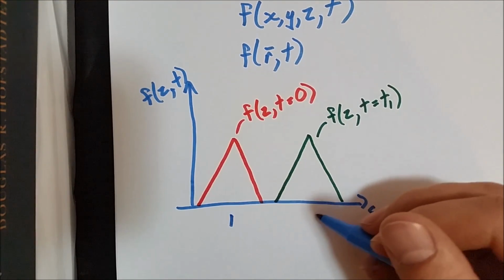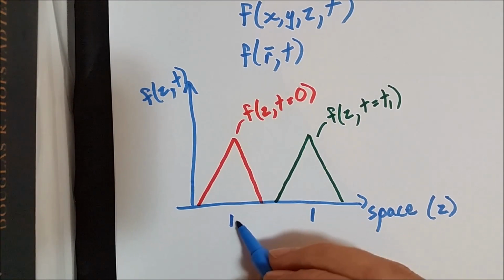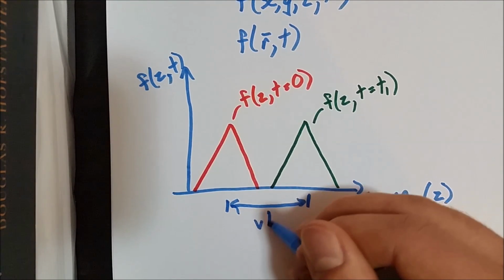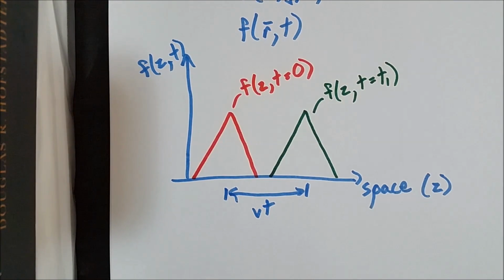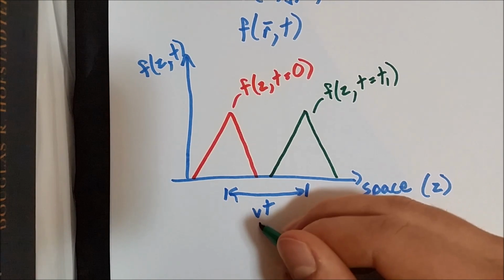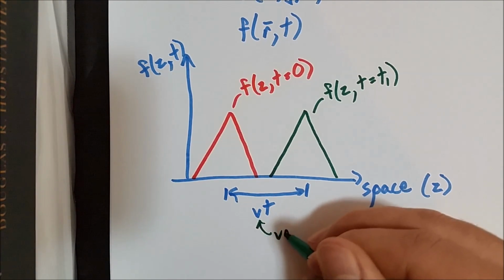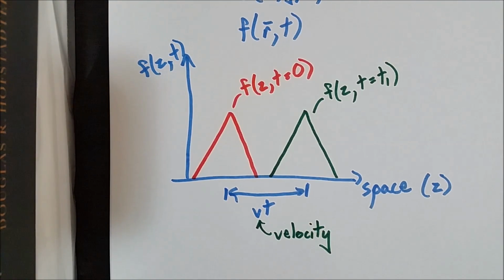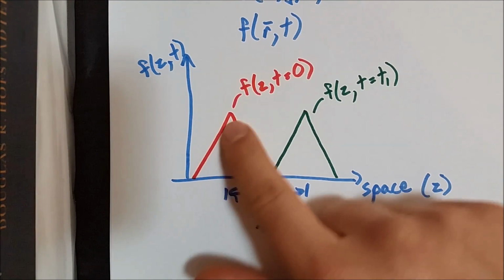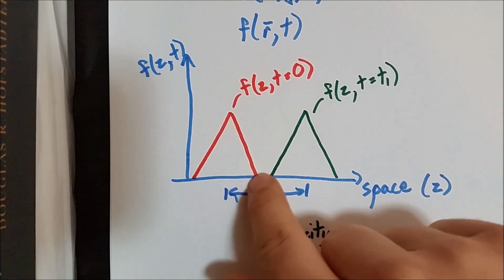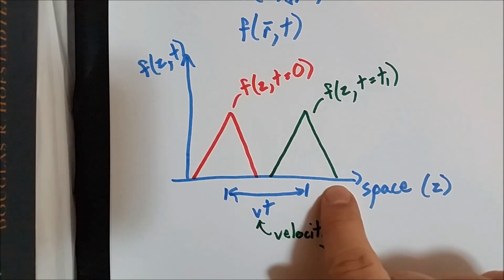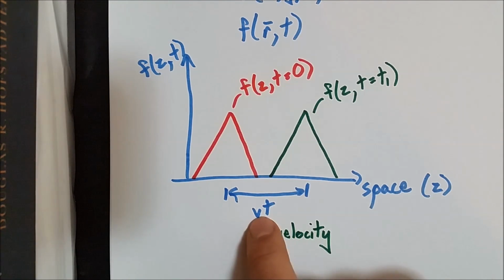Now, this distance that it has traveled is characterized by the velocity at which the wave travels. So v is for velocity. So you can see that the wave is some disturbance of space, and this can be any shape, that propagates with time at some velocity.